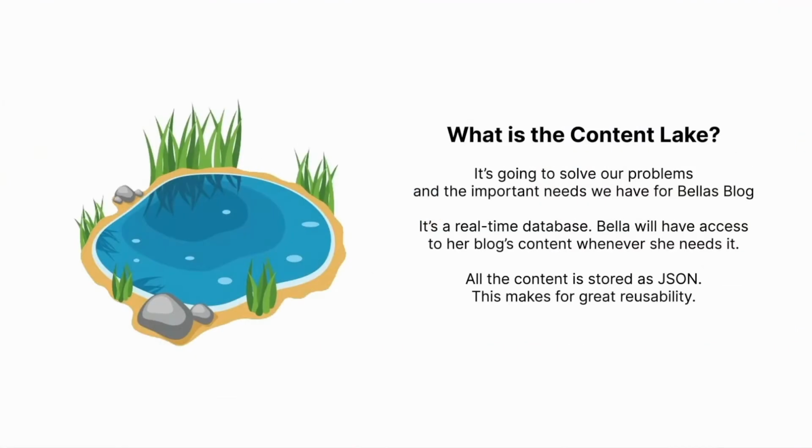So the content lake is going to solve our problems and those important needs that Bella has for Bella's blog. So in its truest definition, the content lake is a real-time database. It will give you access to your content whenever, wherever. All that content is stored as JSON. This makes for great reusability. Across mobile, desktop, wherever JSON can be used, Bella can take this content and use it. And that is what the content lake is.